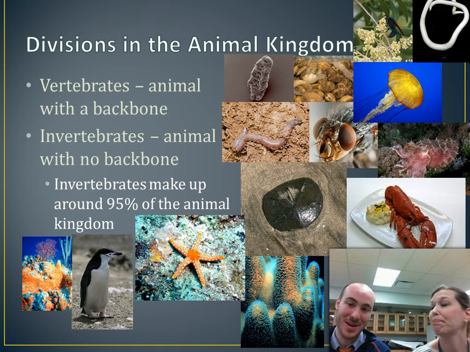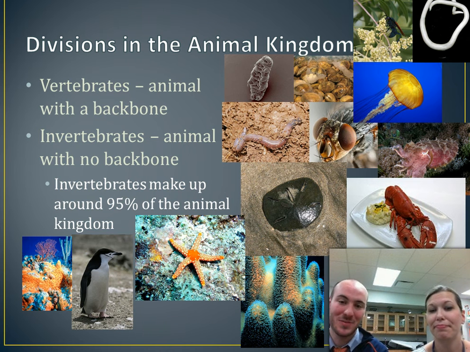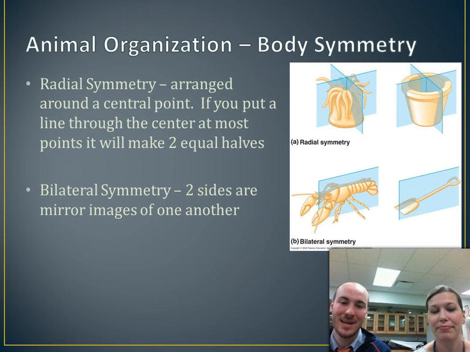Cool. So those are all animals. And as you notice, only one of those is a vertebrate because I was trying to represent the animal kingdom. Most are actually invertebrates. Animals can be organized in different ways, or actually there are some that don't have symmetry. But we see two basic types of symmetry: one's called radial symmetry, and the other's called bilateral symmetry.